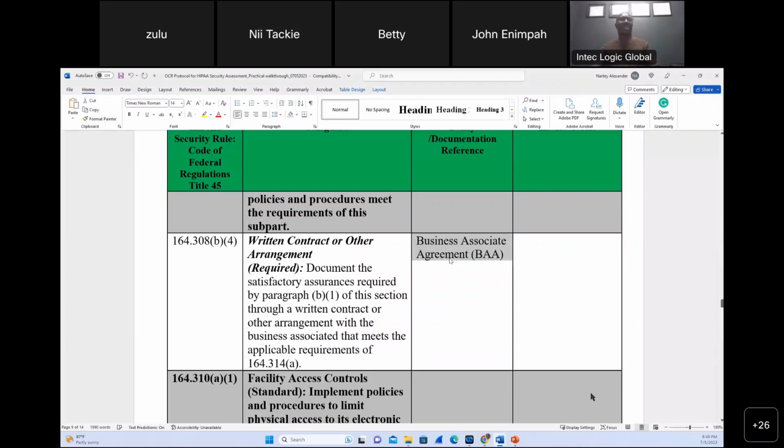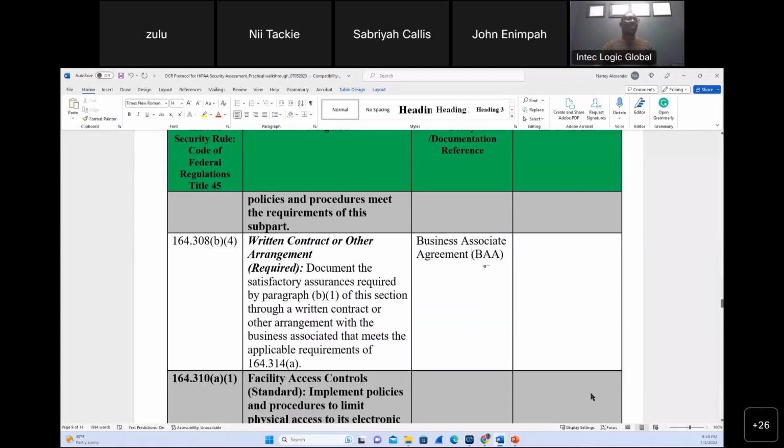But what triggers BAA to be signed? Yes, that's whenever there's going to be any type of engagement to PHI from an outside vendor. Excellent. Anytime PHI is involved with an outside vendor, you have to make sure you sign a BA. You have to make sure you have a BA.